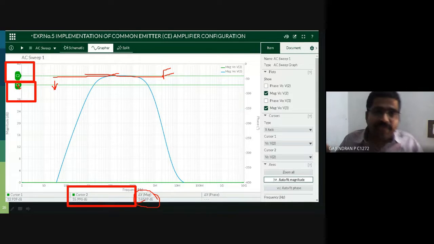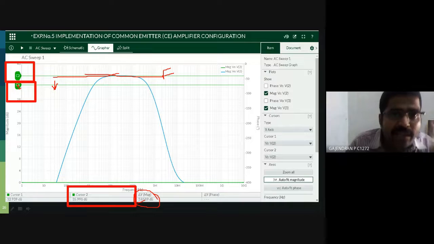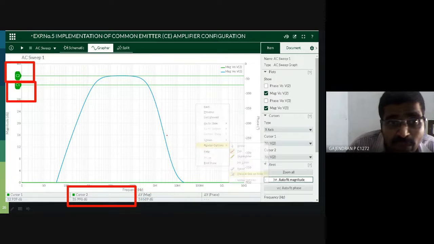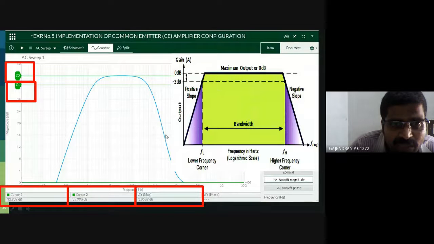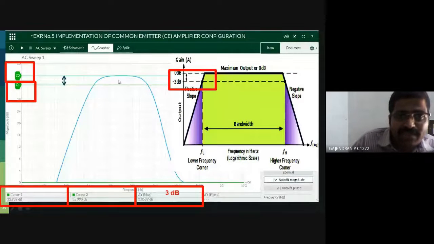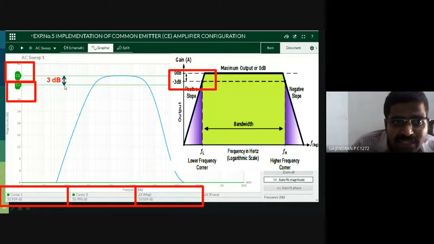Stop பண்ணிட்டியா? Now I need to note down this minus 3 dB. இந்த கதை இதுக்கு மேட்ச் ஆகுதா சார்? Does it match with this? Yes சொல்லு, நோ சொல்லு கண்ணு.